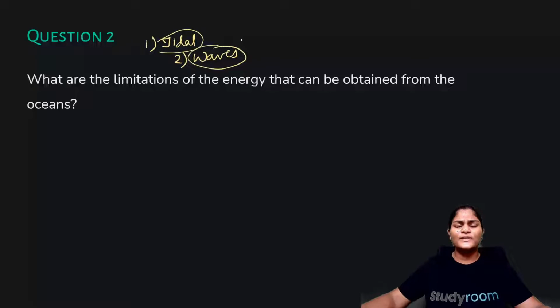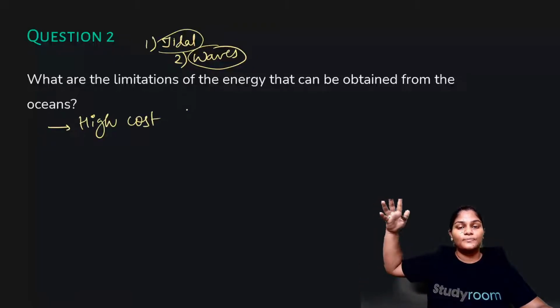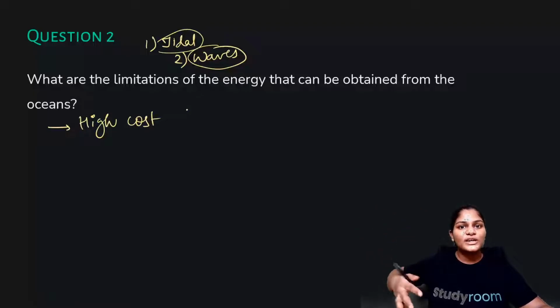If we think about the first one, it would obviously be the high cost, right? Because it has to be a big dam-like structure with the sluice gates and the turbine set up in a very expensive place also. So high cost definitely for both of these things. Okay.